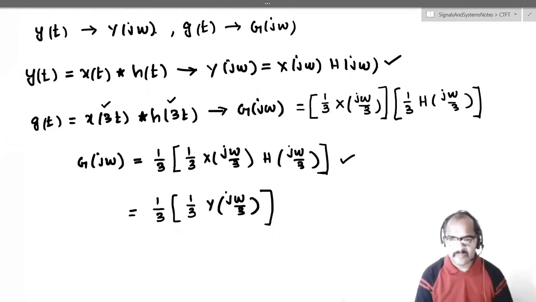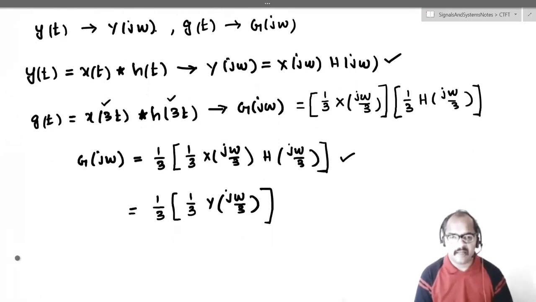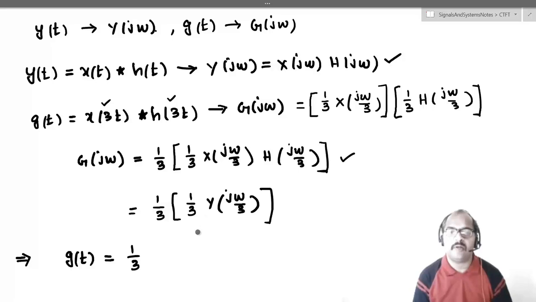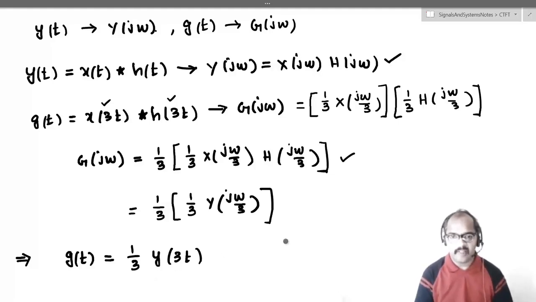Right, now taking the inverse Fourier transform, what do you get? This implies g of t would be equal to how much here? Again, which property do we have to use? 1 by 3 will be there as it is. So 1 by 3 Y of j omega by 3. Which signal will have that as the Fourier transform? y of 3t. So what did we get? We got the relation between g of t and y of t in this fashion.